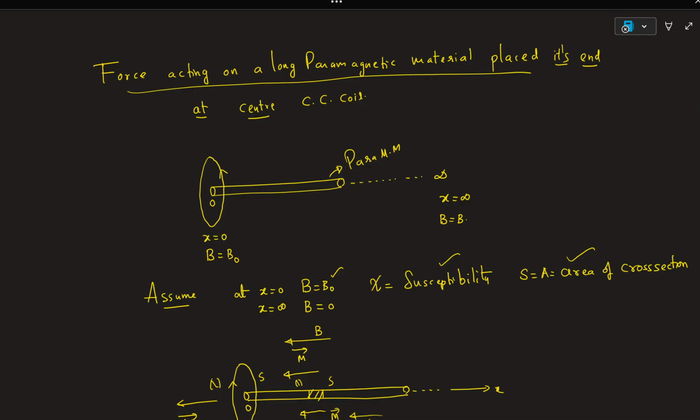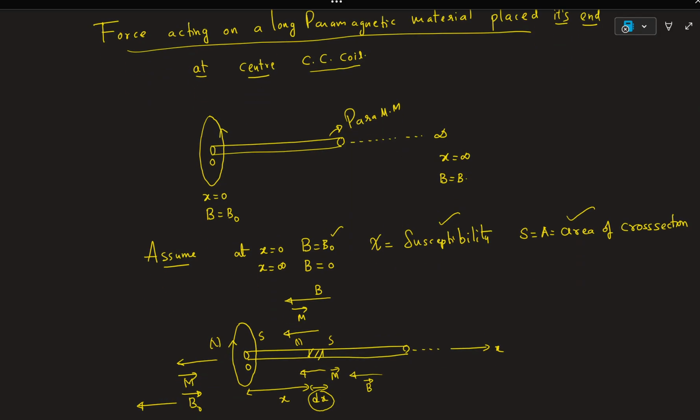Today we are going to discuss a very important concept in magnetism from Irodov. That is the force acting on a long paramagnetic rod placed with its end at the center of a current carrying circular coil. Assume one circular current carrying coil, at the center of which one end of the long paramagnetic rod has been placed and the other end is at infinity.